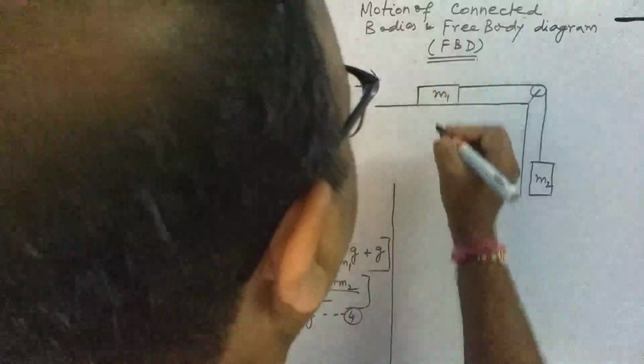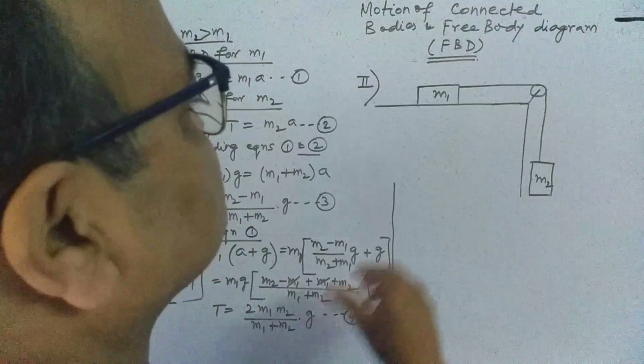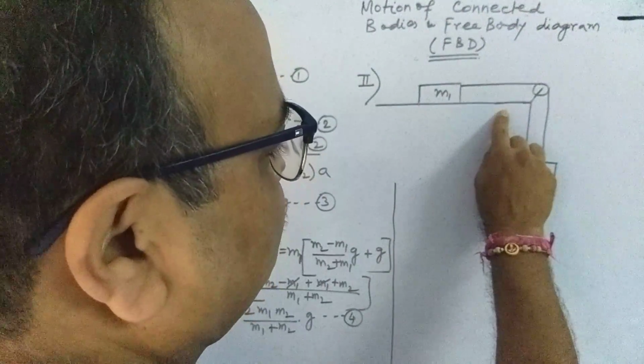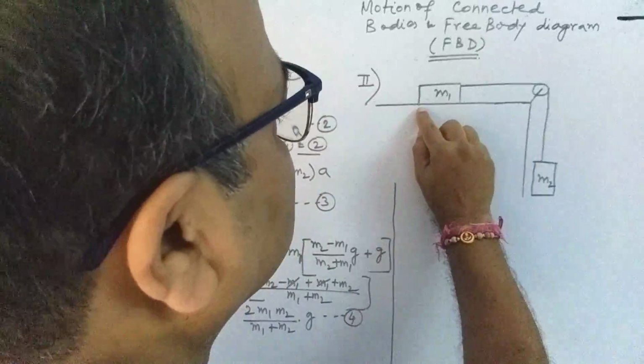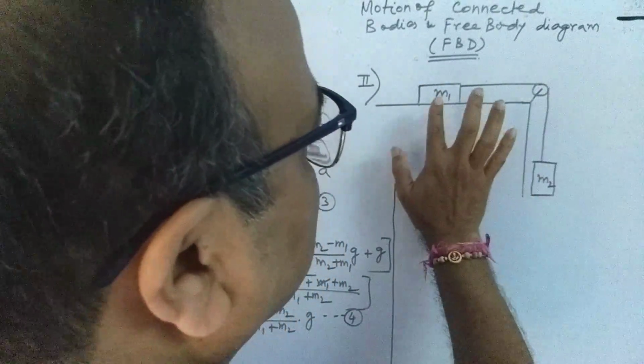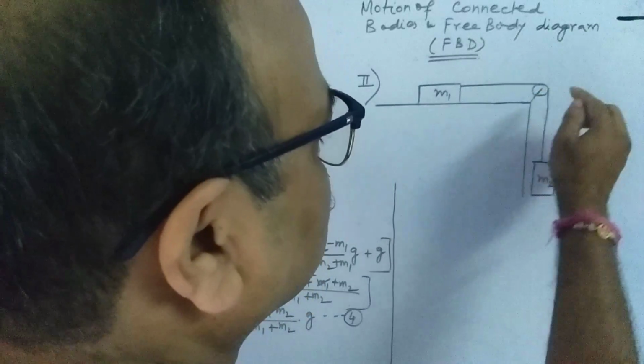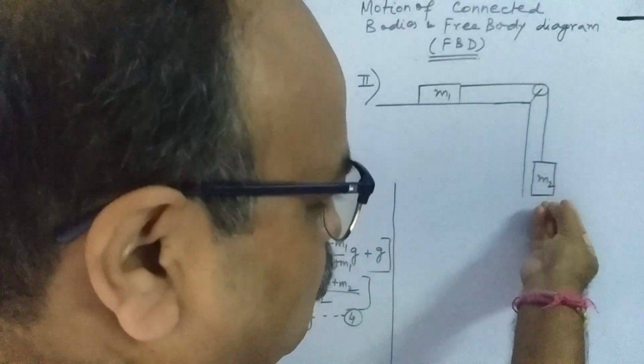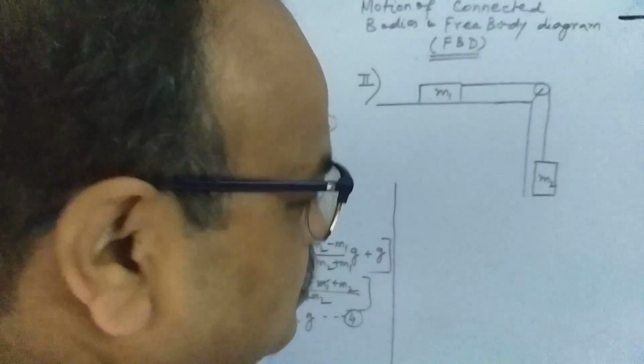Now you come to this. Here, let us see the system. This is a flat table. No friction we are considering. This is a mass M1. Here is a mass M2. No friction, smooth it is. When I leave this, it will go down.